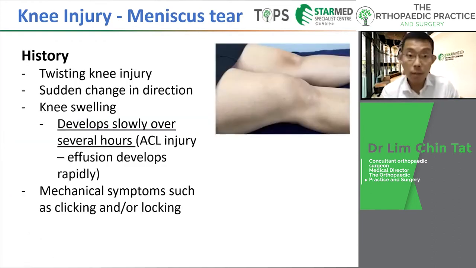It's a twisting knee injury, a sudden change in direction, and then they normally develop swelling. So this knee swelling is very different from the swelling in an anterior cruciate ligament injury. This swelling develops very slowly over several hours. But if you have a ligament tear, the swelling develops almost immediately because the ligament has very good blood supply. And when you tear it, it bleeds immediately, and the swelling will be very obvious.